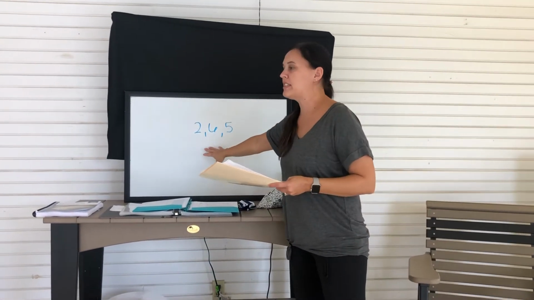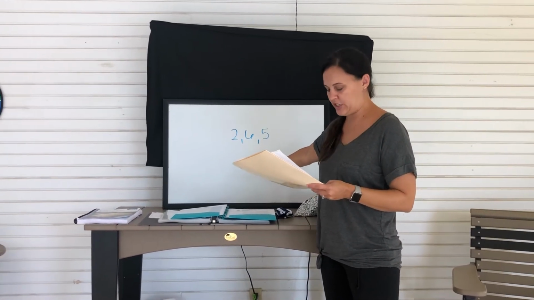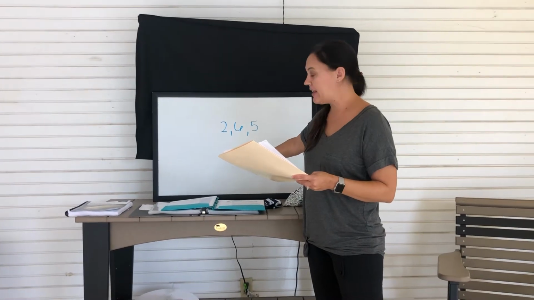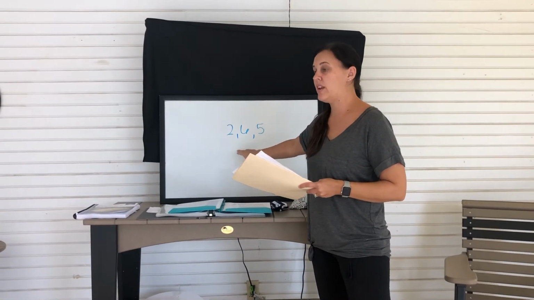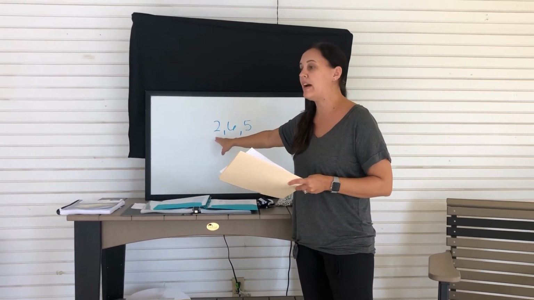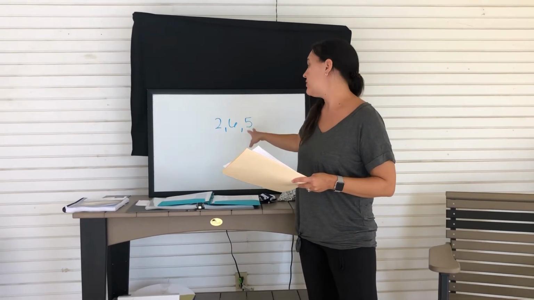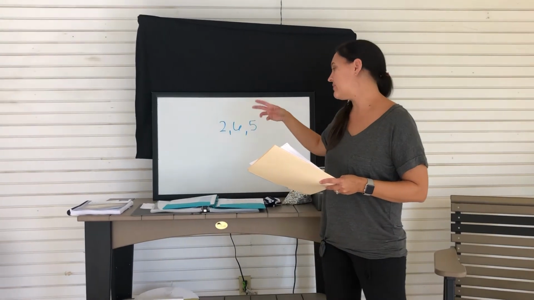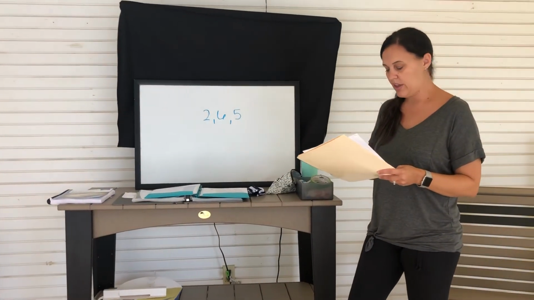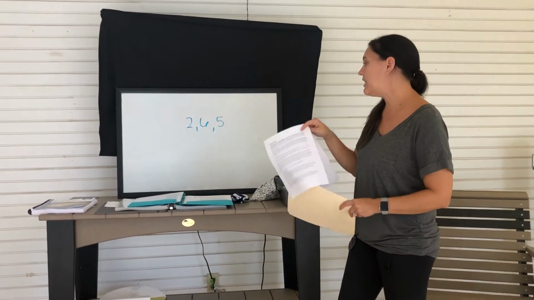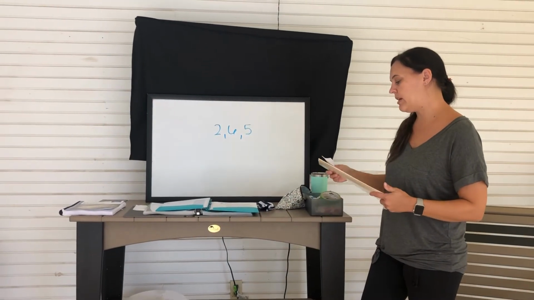All 3 numbers must be used in every equation, but cannot be used more than once. So in every equation with these numbers, you have to use the 2, you have to use the 6, and you have to use the 5. But you cannot use them more than once. You can't use the 5 twice, and so on and so forth. But you will want to generate as many equations as you can from using those 3 numbers.